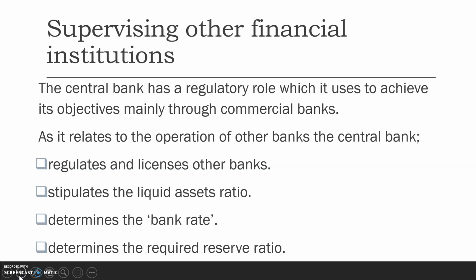So, how does the central bank supervise other financial institutions? The central bank supervises other financial institutions by regulating the licenses that the banks have, by stipulating their liquid assets ratio, and also determining the bank rate and the required reserve ratio.